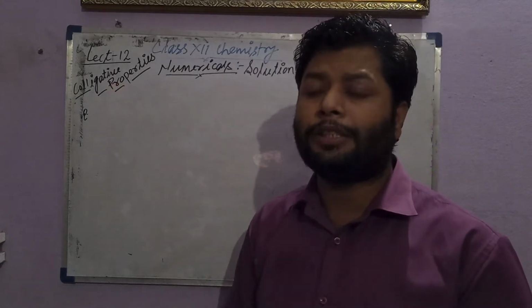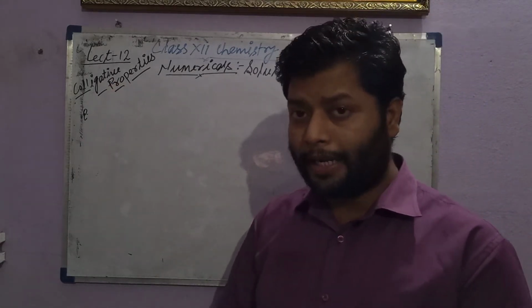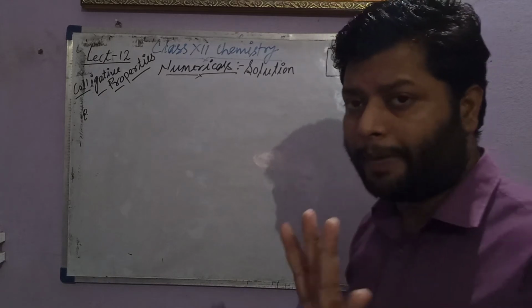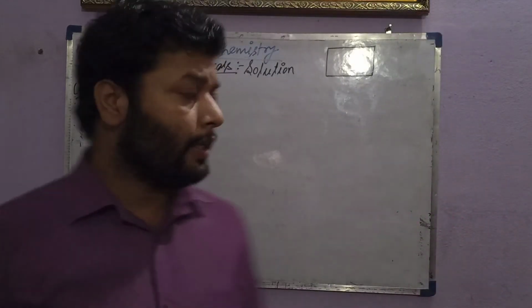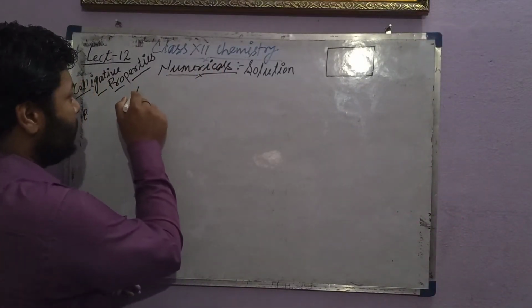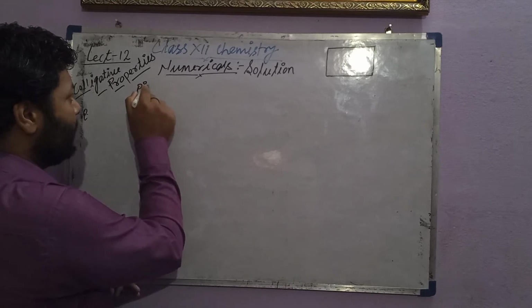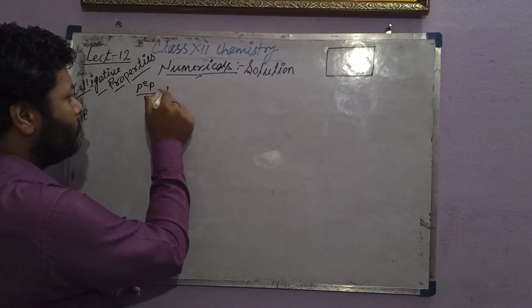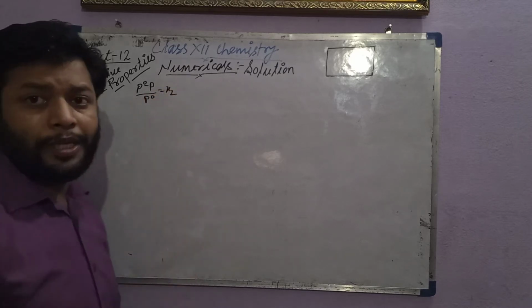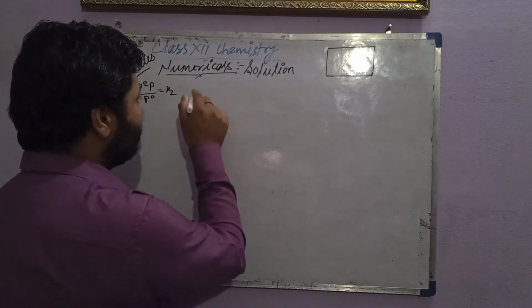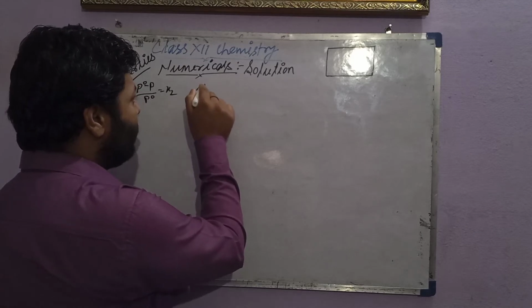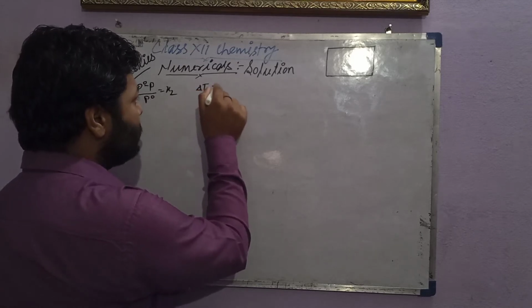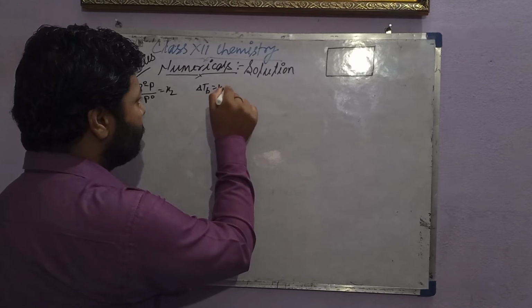Colligative properties is the topic, and there are 4 colligative properties. The first one was relative lowering of vapor pressure, (P naught minus P) upon P naught equal to x2, where x2 means the mole fraction of solute. Then the second was elevation of boiling point, delta Tb equal to Kb into m.